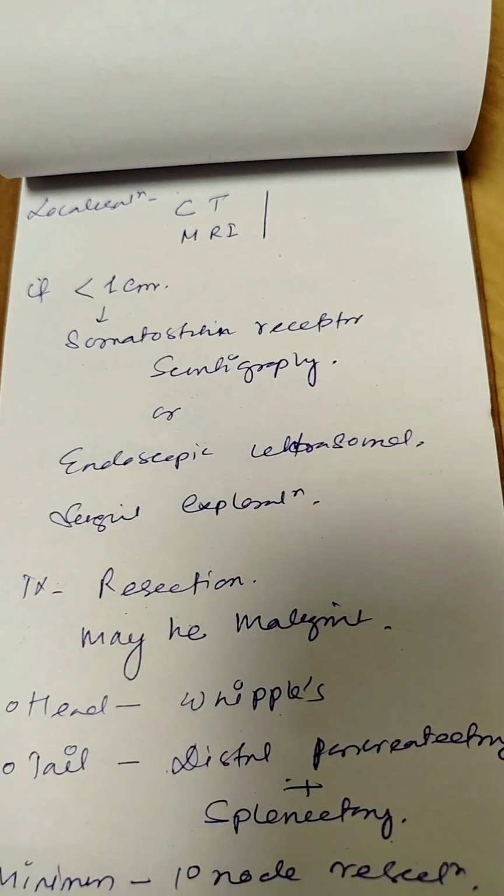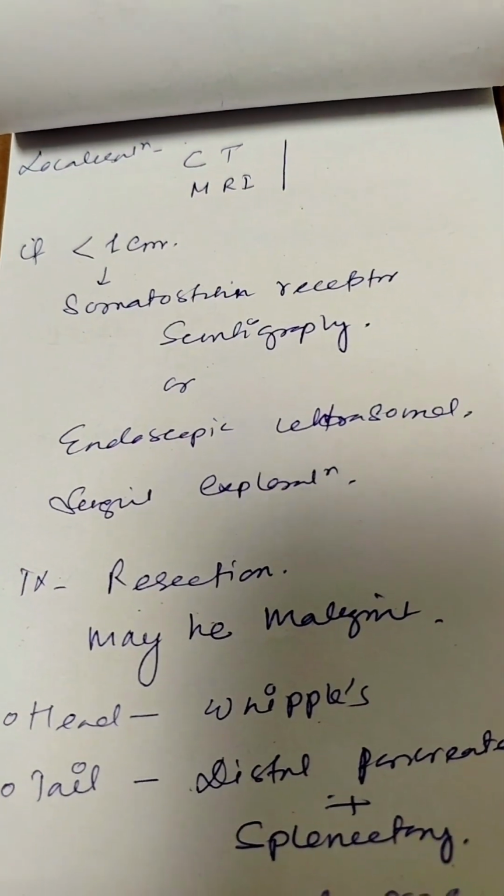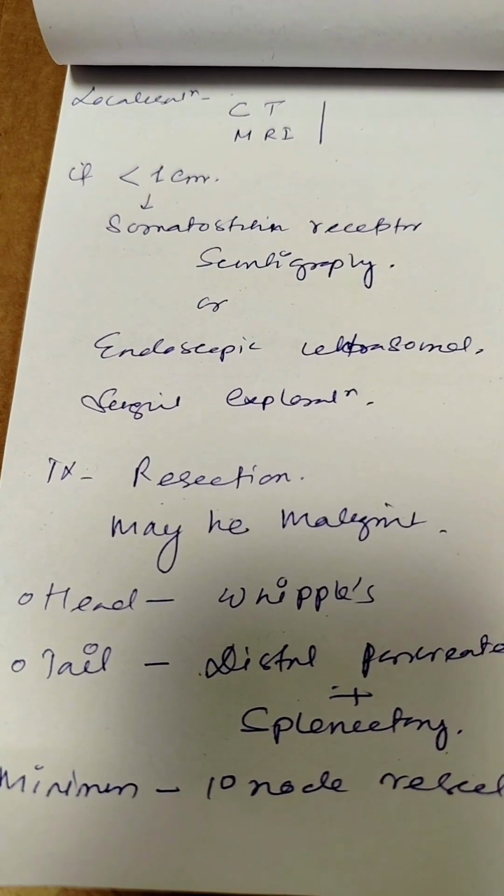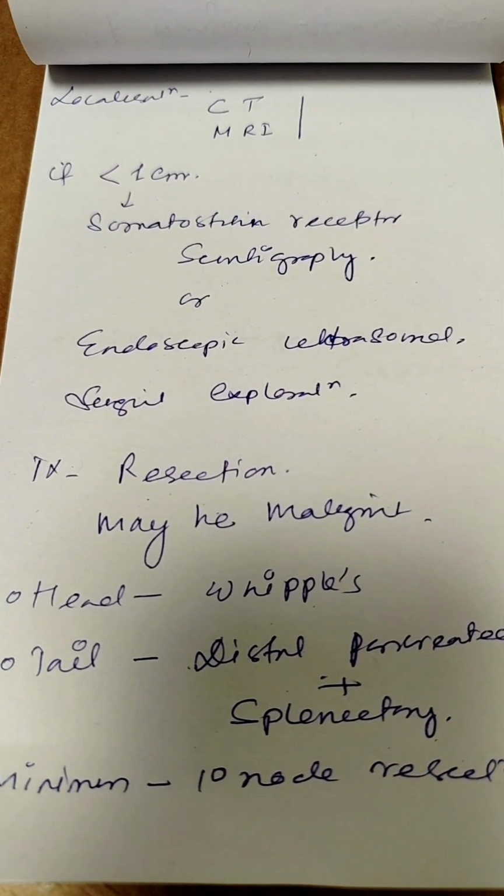So how will we localize? For localization we do CT and MRI. But if the tumor is less than 1 centimeter, then we might not be able to see the tumor. So for that we have to do somatostatin receptor scintigraphy or endoscopic ultrasound, and if we still do not see it, then we have to do surgical exploration.